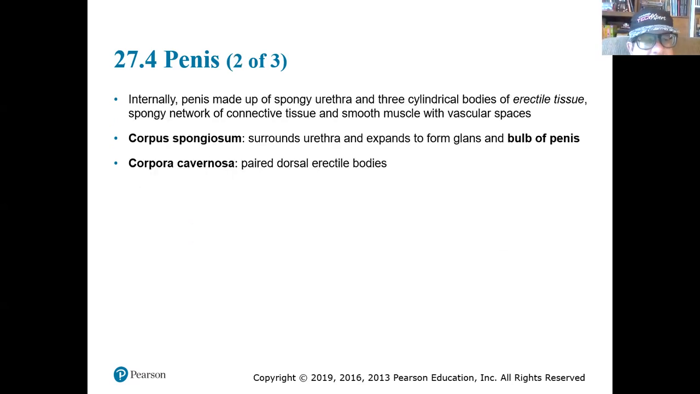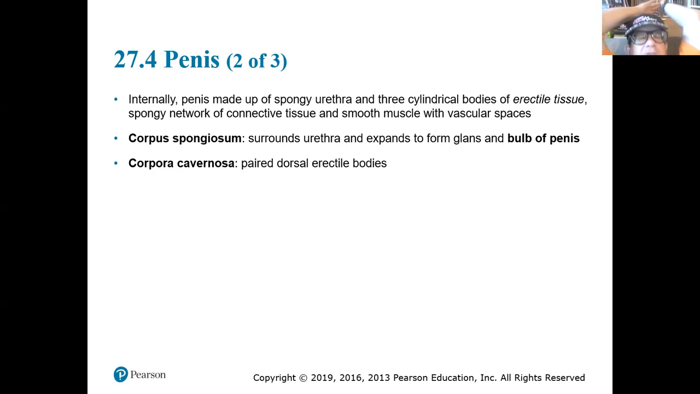All right, internally, we have two types of tissue. We actually have three columns of tissue, of spongy tissue. So the penis is made up of spongy urethra, named because it's going through spongy tissue, and three cylindrical bodies of erectile tissue of spongy tissue. It says spongy network, connective tissue, smooth muscle with vascular spaces.